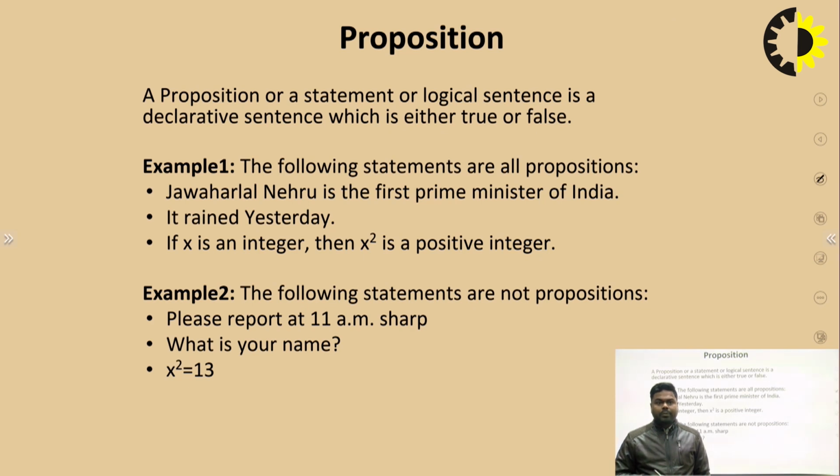We can say a proposition, or we can say a statement, but in easy language we are saying statement. So a statement or a logical sentence is a declarative sentence which is either true or false. This is the proper definition of a proposition. It means the statement is given true or the statement is given false. From these statements we are going to create our conclusion, and we have to find the conclusion using the logics.